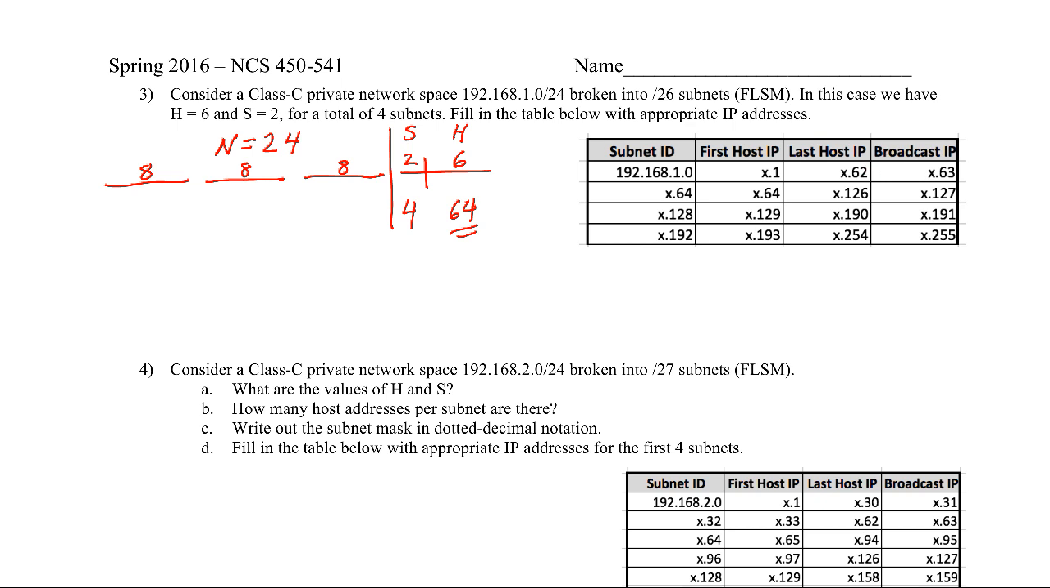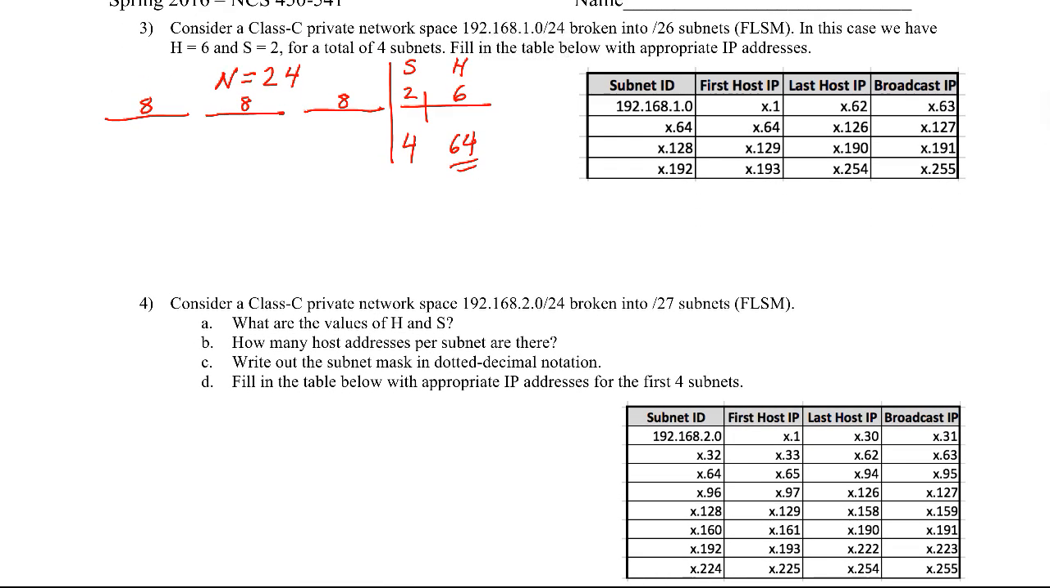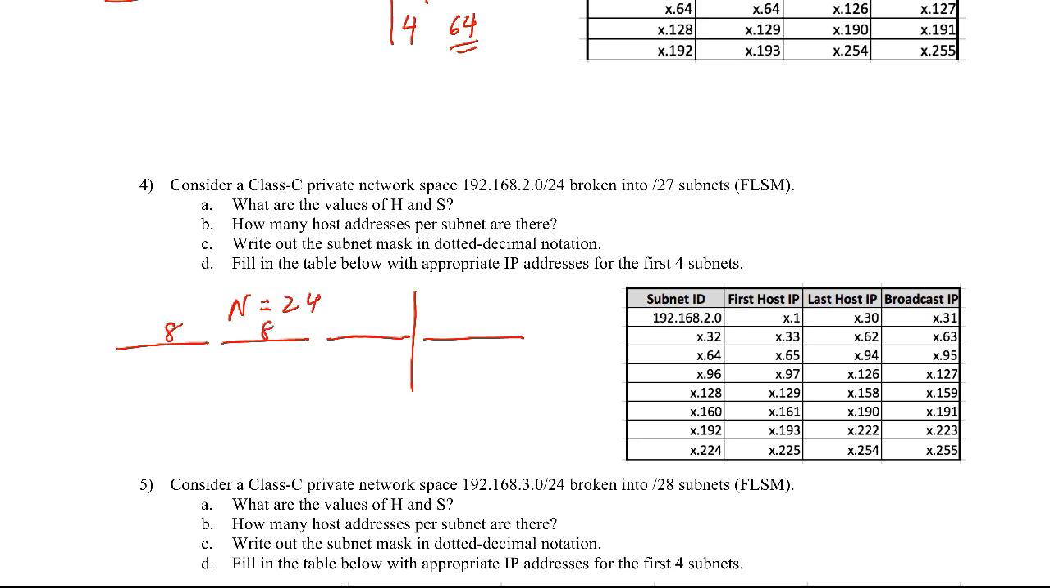Okay. I will go to the next problem here. We're going to take a slightly different 192.168.2 Class C, and we're going to break it into /27s. The picture for this that I draw is very similar. 4 octets, starting with an n equals 24 with 8, 8, and 8 bits.